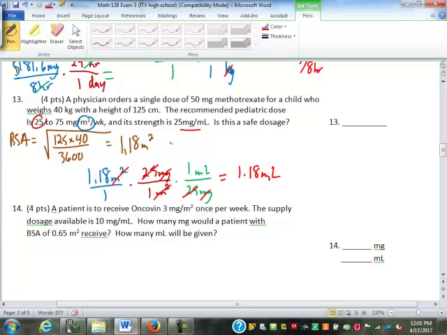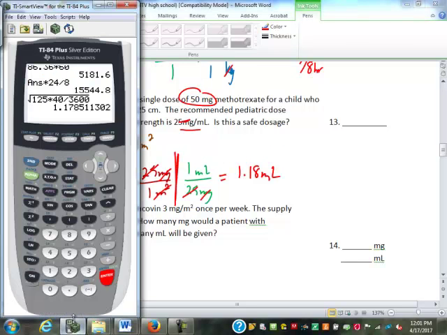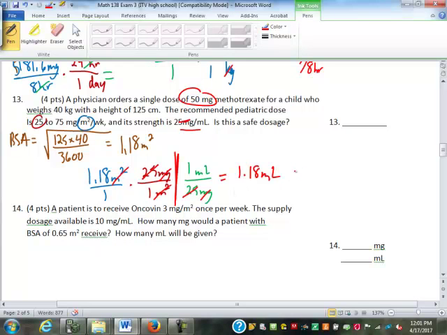Actually, they're saying milligrams, so I don't need to do this conversion. He's offering a 50 milligram dose is what he has prescribed. So let's go back a notch here. Let's stop right here. Let's do the 1.18 times 25. So the dosage would be 29.5 milligrams. We don't need to convert to the milliliters there. So that is the minimum.